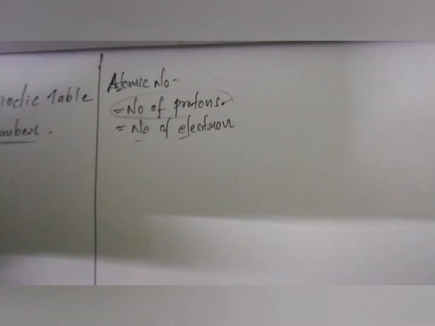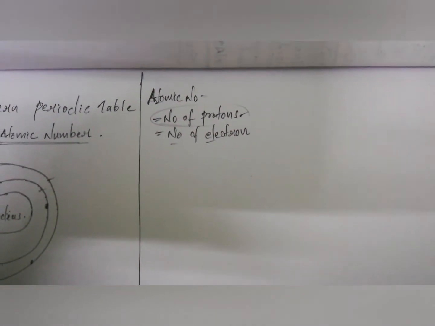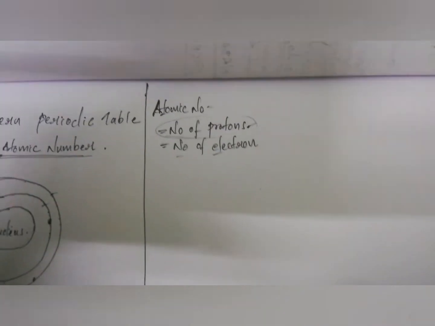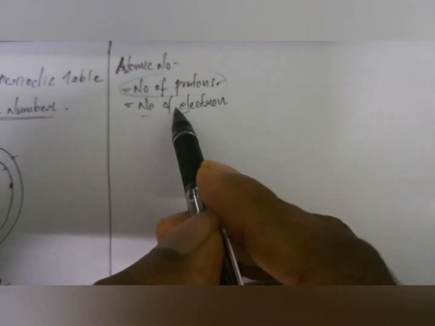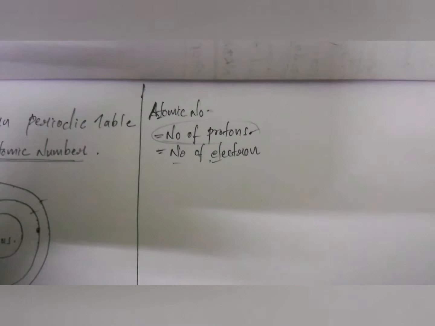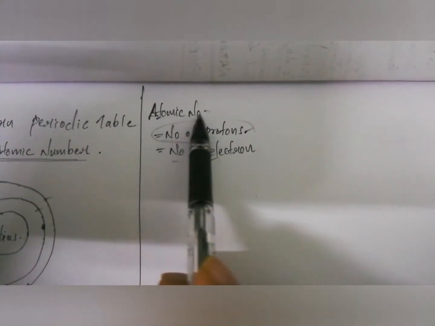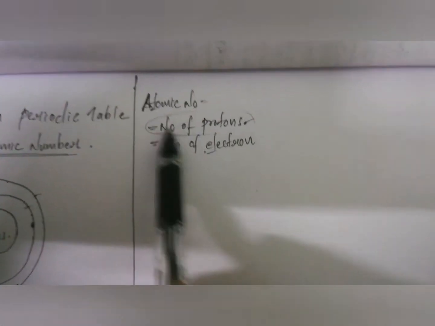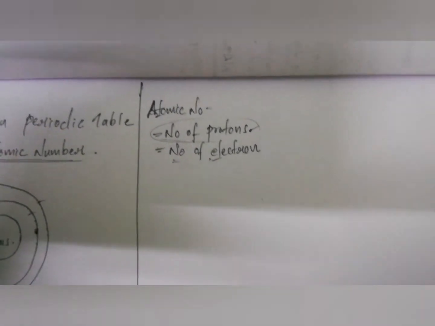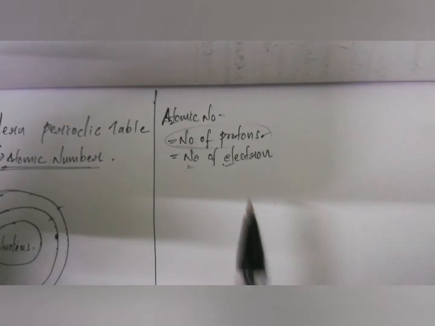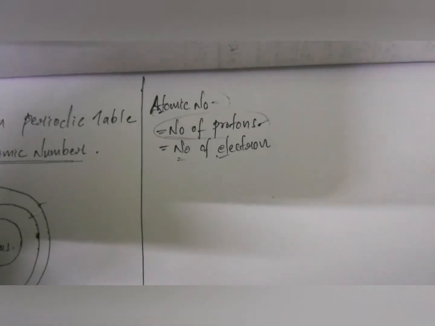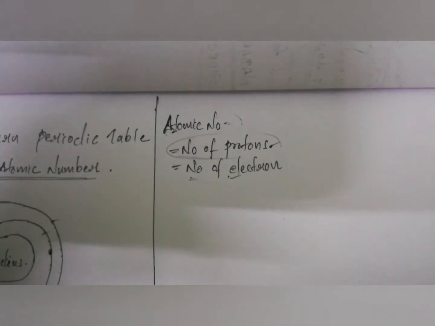During a chemical reaction, when it accepts an electron from another atom or donates an electron, the number of electrons may change, but the number of protons will always remain constant. Therefore, atomic number means the number of protons. The periodic table we use today is based on the atomic number. You got the point?